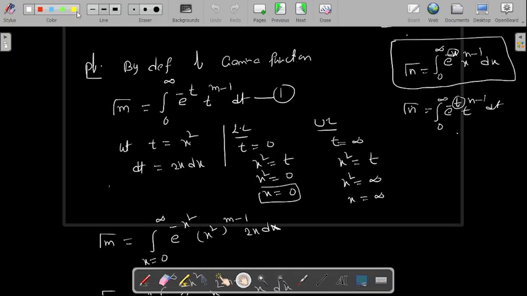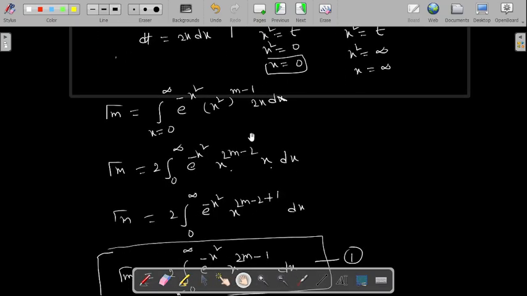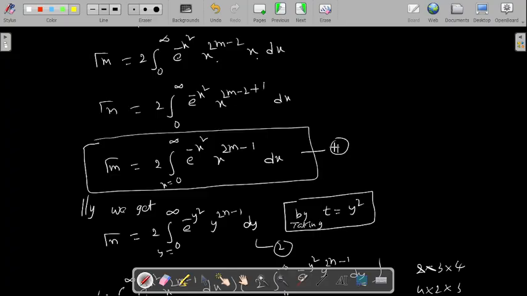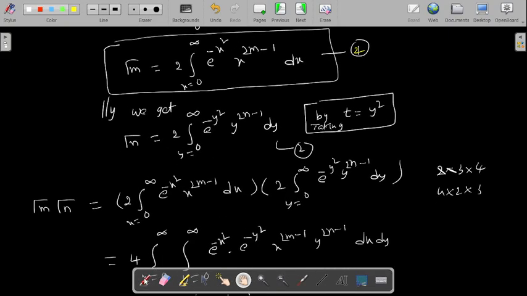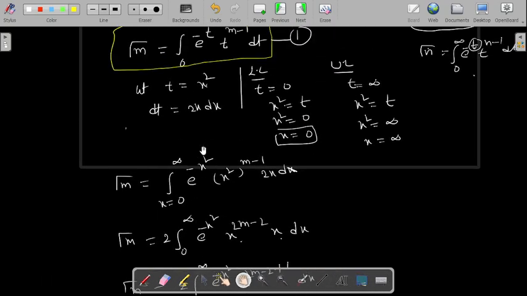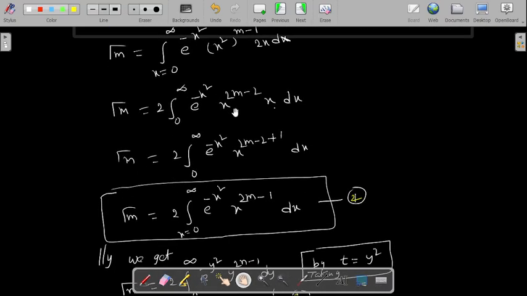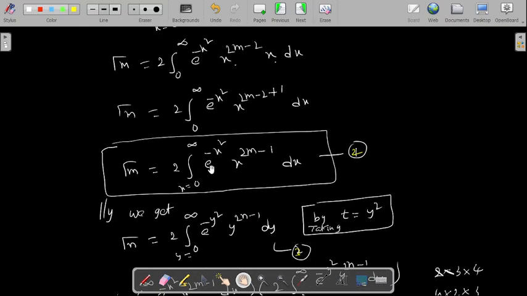What are the main steps? Once look at it. First, this is by definition. By definition we have written this. In this, what have you taken? t equal to x square. When you take t equal to x square, by definition you get e power minus t, t power n minus 1. What have you taken? t equal to x square. When you take t equal to x square, what did you get? e power minus x square, x power 2m minus 1 dx.